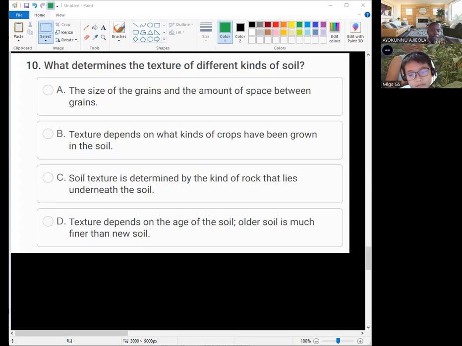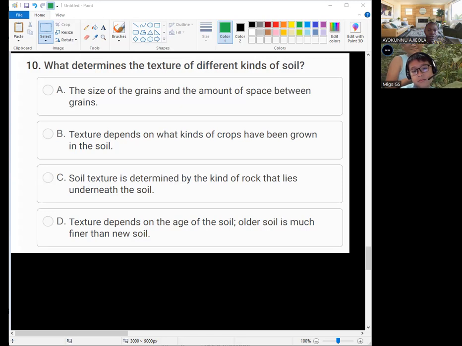And the amount of space between grains, also known as pore space, affects the soil's ability to hold water and nutrients. So the size of the grain and the amount of space between them play a very important role in determining the soil texture. Is that clear? Okay, we will look at the next question now.